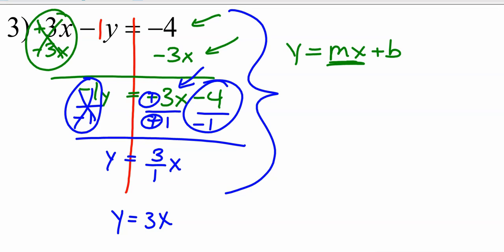This part, we are going to go ahead and divide: negative 4 divided by negative 1 is positive 4. Notice a negative divided by a negative ends up being a positive in your answer.